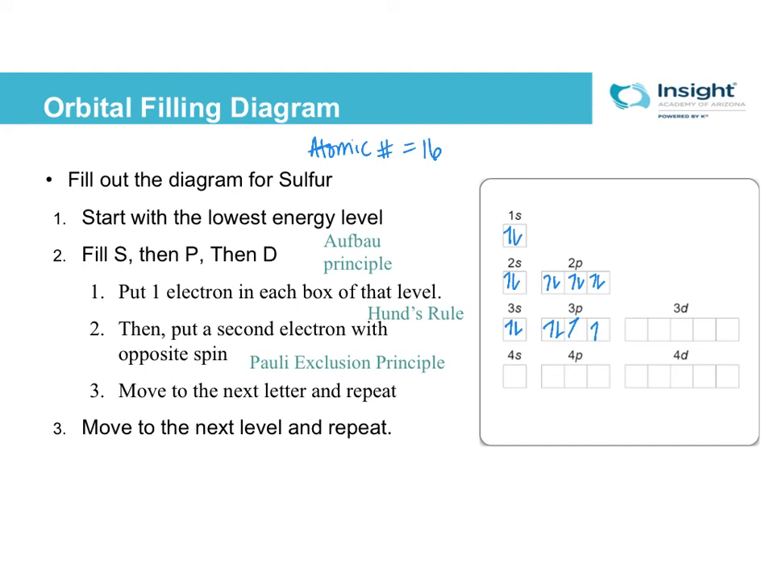And then writing that out as an electron configuration, it would be 1s2, 2s2, 2p6, 3s2, and 3p4. All right.